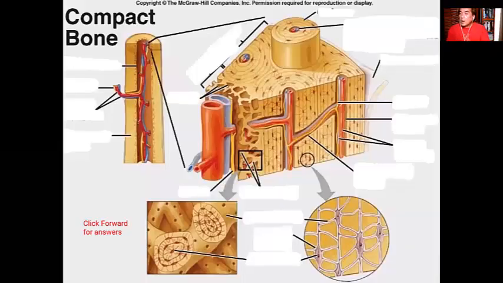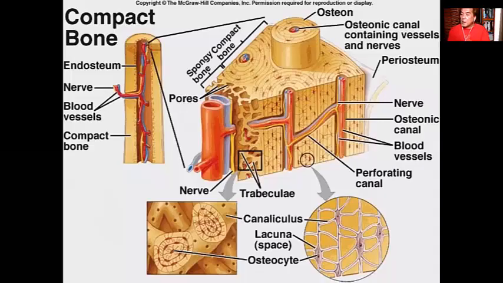Moving on, this again is what you see here, and this is a section located here at the compact bone. So these are the structures that you see in the area of the compact bone. And this would be your lacuna, with a living cell inside the lacuna. Inside the lacuna is called an osteocyte. So if you want to take a look at the labeling, go forward and it'll tell you the answers on this slide.